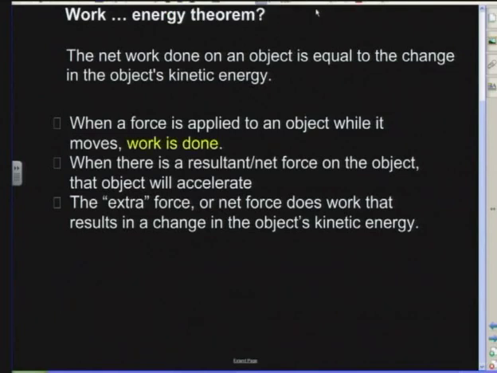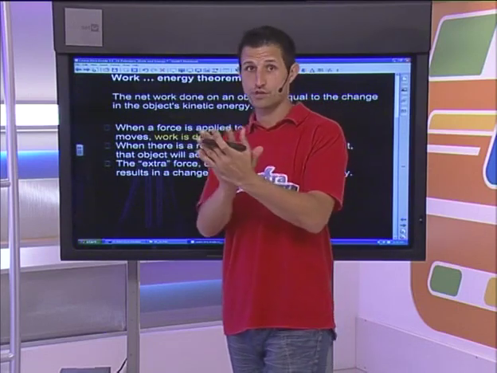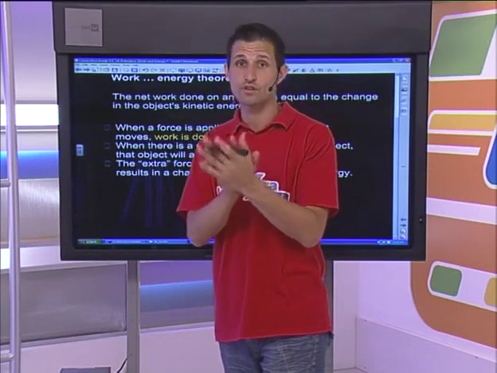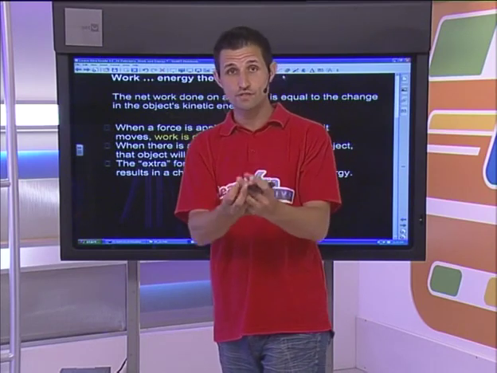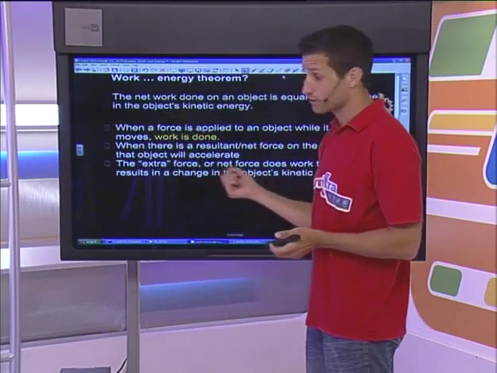So work is done when I'm moving an object. Guys, I want to make sure that people understand that if I push on something and it doesn't move, no work is done. There's no displacement, guys. If displacement is 0, work is 0. So let's take a further look.